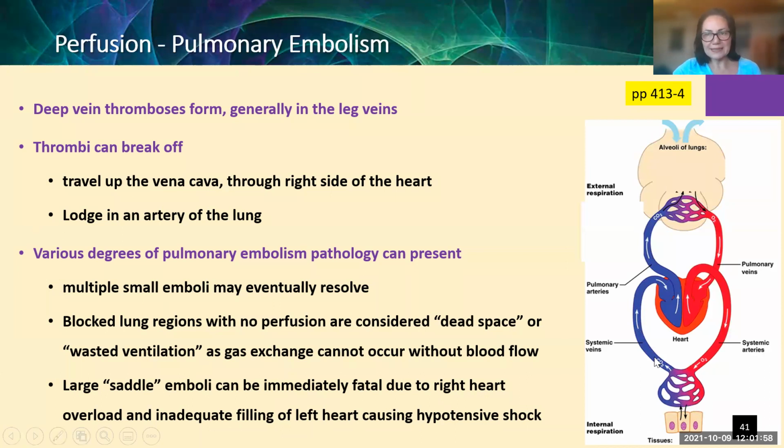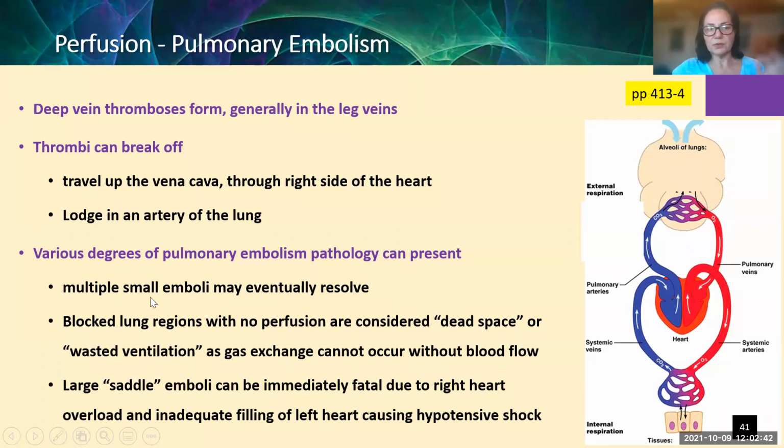So although it was formed in a leg, because of the pathway that it has to take, it makes sense that the next place it's going to get to a vessel small enough to catch it is in the lungs. So the thrombi break off, travel up the vena cava through the right side of the heart, and then as the arteries branch and you get to a small enough spot, that's where the clot's going to catch. And so that's going to impair blood flow to the lungs. If it's a small clot, it may impair blood flow to a very small part of the lungs. Or if it's a very large clot, it's going to impair blood flow to a larger area. So that's what this lower part says, various degrees of pulmonary embolism.